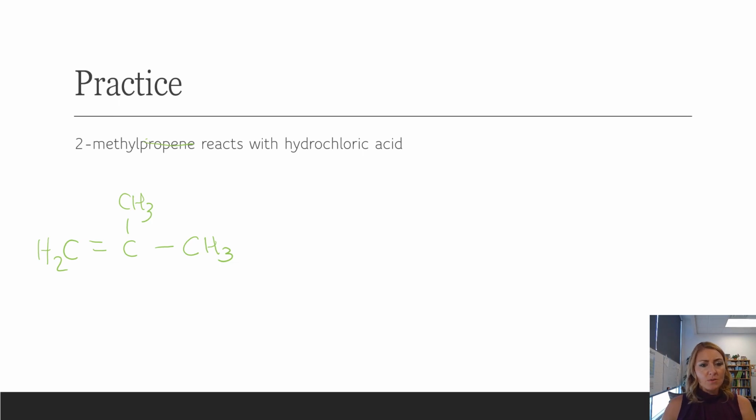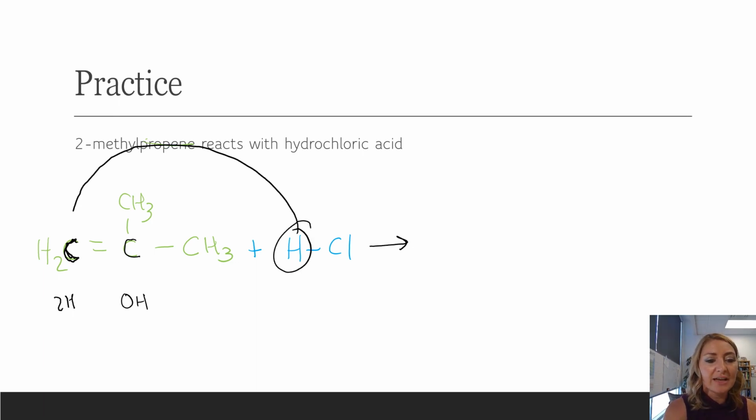Okay, so looking at this, we're going to add to it HCl, and you thought you wouldn't use naming acids again. All right, so we have a hydrohalogenation. We are going to add the hydrogen to the carbon in the double bond that has the most hydrogens already. So looking at the carbons, this carbon has 2 hydrogens. This carbon has 0 hydrogens. The rich get richer, so I am going to add this hydrogen to the carbon that already has the most hydrogens. The chlorine will go to the other carbon in the double bond.